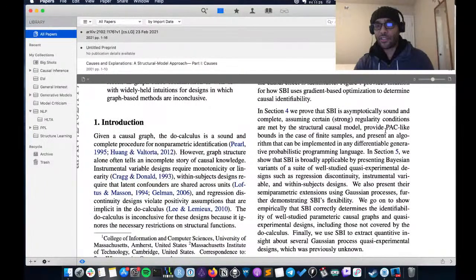We go on to show empirically that SPI correctly determines the identifiability of well-studied parametric causal graphs and quasi-experimental designs, including those not covered by the do-calculus. Finally, we use SPI to extract quantitative insight about several Gaussian quasi-experimental designs, which is pretty exciting.